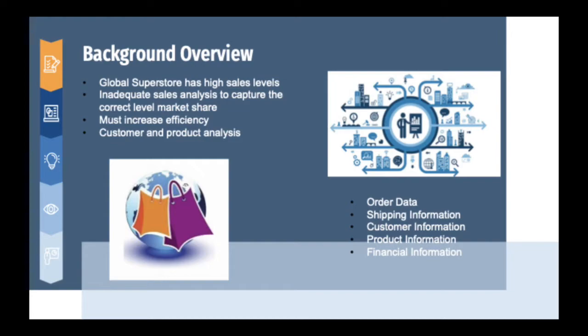However, they have inadequate sales analysis, and because of this, they do not have the market share that they could have. In order to increase the efficiency of their marketing and their company, the customer and product information must be analyzed, in addition to other information. The full information list is as follows: order data, shipping information, customer information, product information, and financial information, all of which have a few metrics of their own.